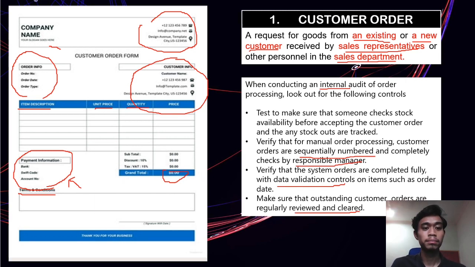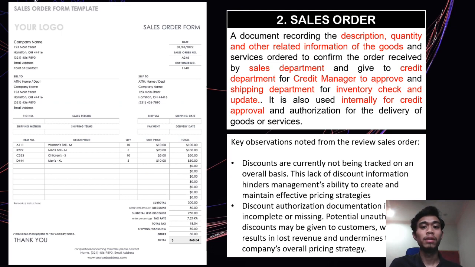Alright, next the sale order. So the sale order is issued by the shipping department when they receive the customer order from the customer. So what is a sale order? A sale order is the document recording the description, quantity and other related information of the goods and services ordered, to confirm the order received by the sale department. Okay, and it is given to the credit department for the credit manager to approve, and to the shipping department for inventory check and update. They are also used internally for credit approval and authorization for delivery of goods.